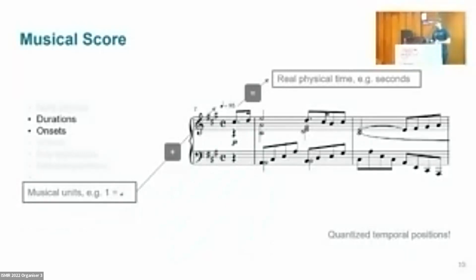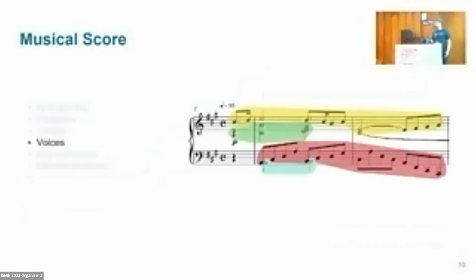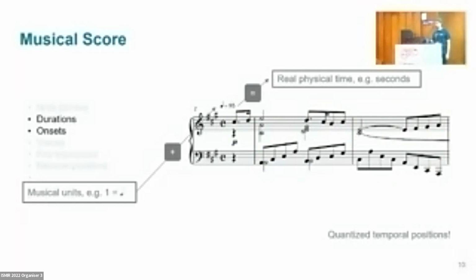Also, the durations and onsets are what we call quantized. There is a limited set of symbols that is used in the score, which means a limited set of durations. The positions of the onsets are quantized, meaning that some notes play together, some don't, and they are aligned to some sort of grid that is coarse.